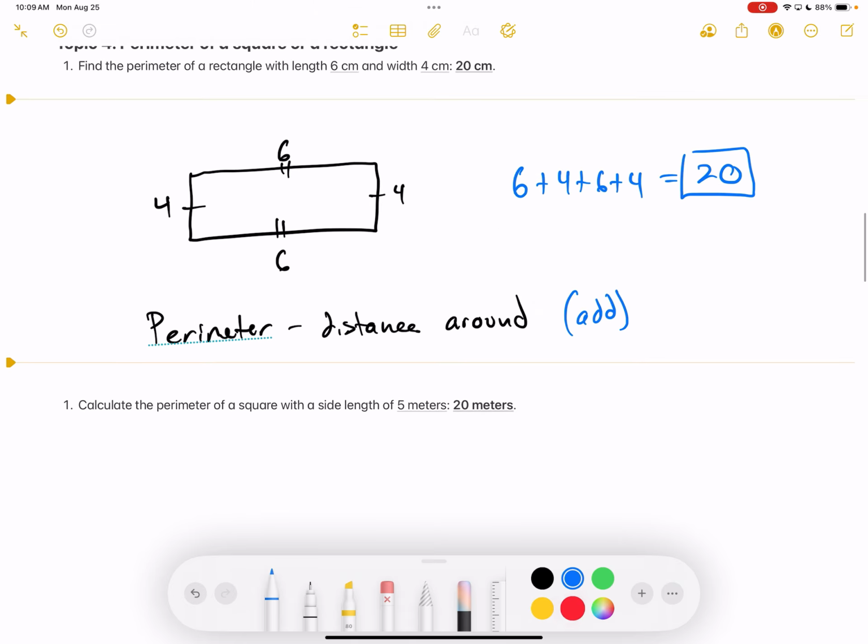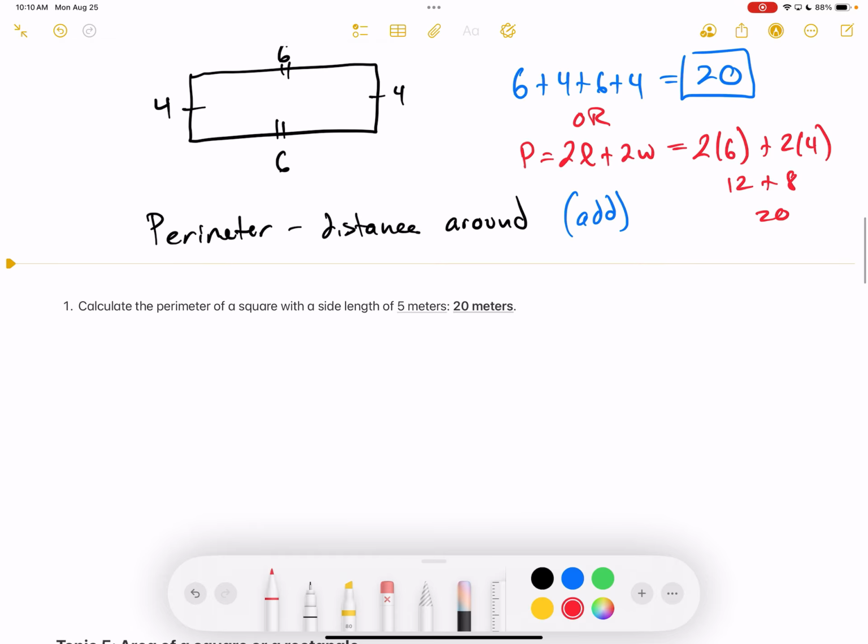I guess I'll show you this just in case. You may see this formula, because the lengths are the same and the widths are the same. So what you actually do is I have 2 6s, so I do 2 times 6, and I have 2 4s, so I do 2 times 4. You can do it that way as well, but I always just think perimeter, you add them all up, because then that works for every shape. It's always the distance around.